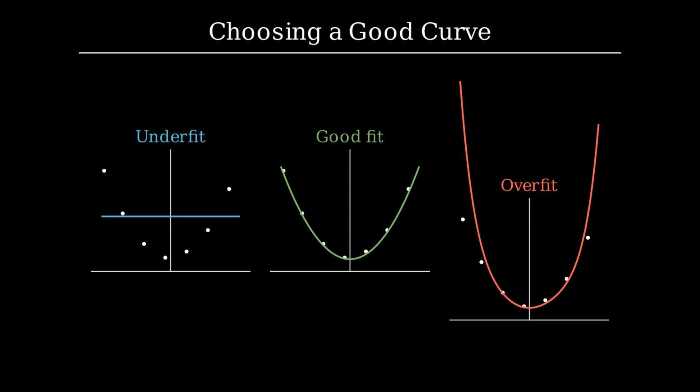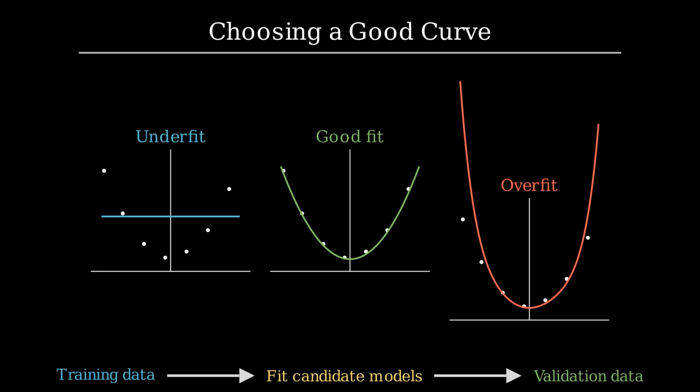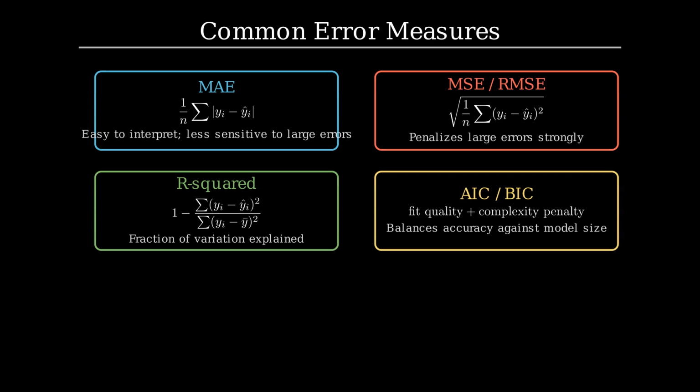An underfit model is too simple and misses the real structure. An overfit model memorizes random fluctuations and may fail on new data. To choose complexity fairly, fit candidate models on training data and compare their performance on separate validation data or by cross-validation. Useful measures include mean absolute error, root mean squared error, R-squared, and information criteria such as AIC or BIC.